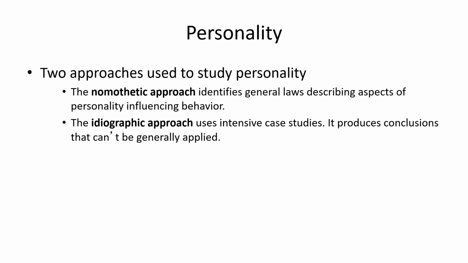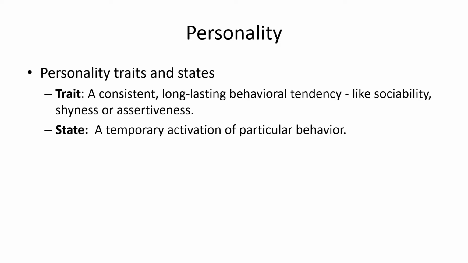When we talk about personality traits, we're talking about them as traits and states, right? A trait is a consistent, long-lasting behavioral tendency, and a state could be a temporary activation of particular behavior. Someone might use something as simple as anxiety. A person who has trait anxiety would be anxious about many things across multiple areas of life, whereas state might be somebody who's going parachuting, or somebody who has specifically test anxiety, right? You're only anxious under these particular circumstances.